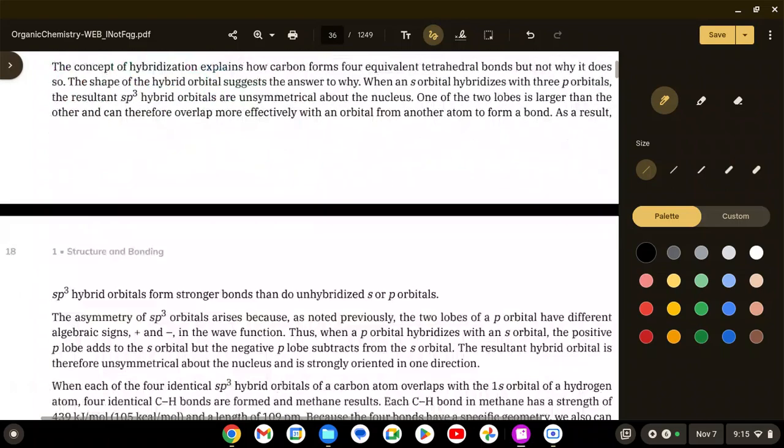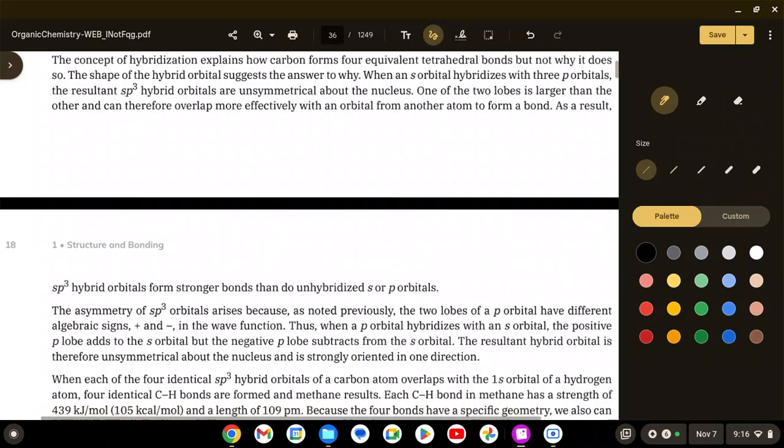The concept of hybridization explains how carbon forms 4 equivalent tetrahedral bonds, but not why it does so. The shape of the hybrid orbital suggests the answer to why. When an s orbital hybridizes with 3 p orbitals, the resultant sp3 hybrid orbitals are unsymmetrical about the nucleus. One of the 2 lobes is larger than the other, and can therefore overlap more effectively with an orbital from another atom to form a bond. As a result, sp3 hybrid orbitals form stronger bonds than do unhybridized s or p orbitals.